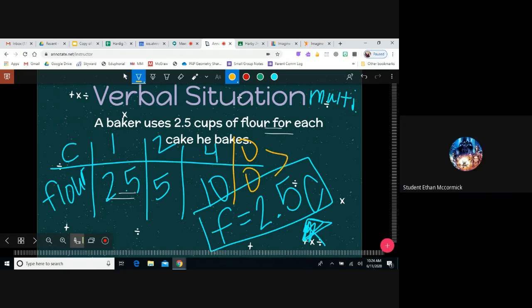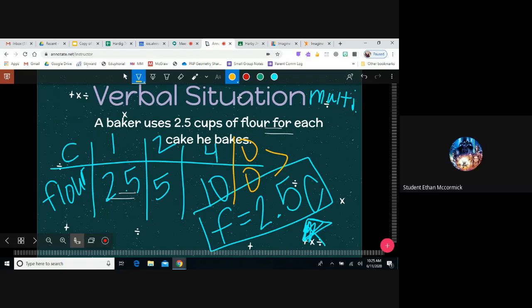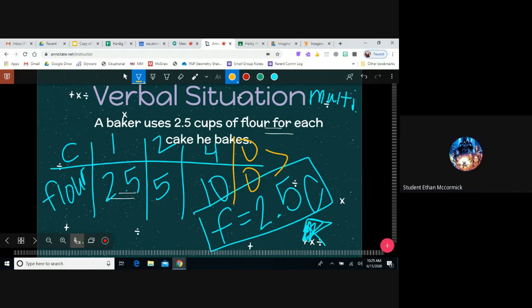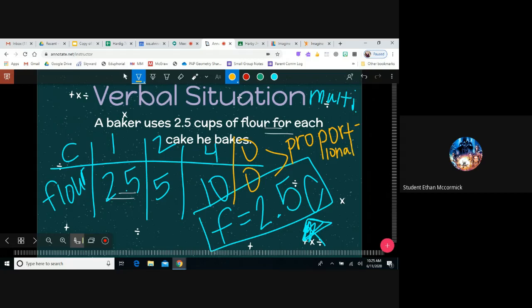What does that point right there tell me? What is 0, 0? What point is 0, 0? The origin. And if a line has a constant rate of change and goes through the origin, what kind of relationship is it? Pro... Proportional. Okay. Proportional. Good.